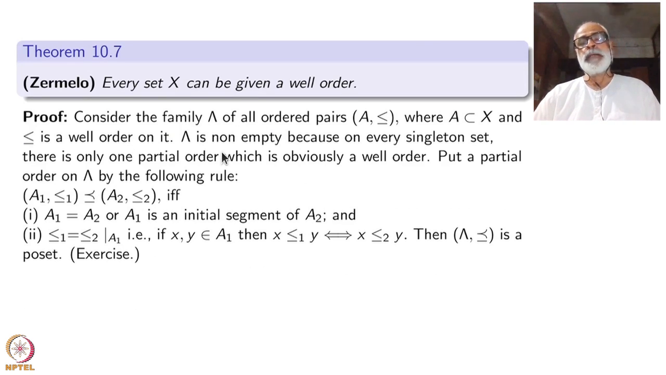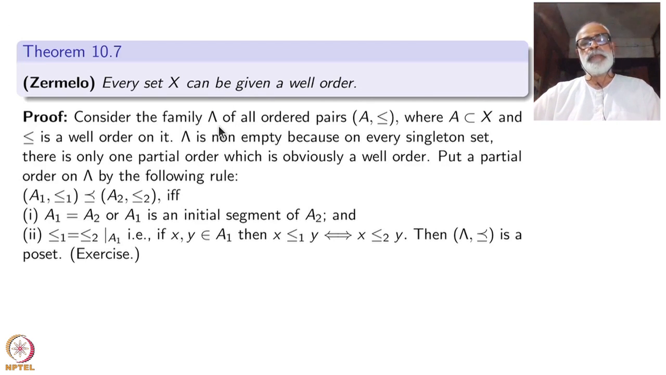Okay, how do you do that? In order to employ Zorn's lemma, you have to have some family of ordered sets and so on. Then you say something is maximal, and that maximal element satisfies whatever you wanted.